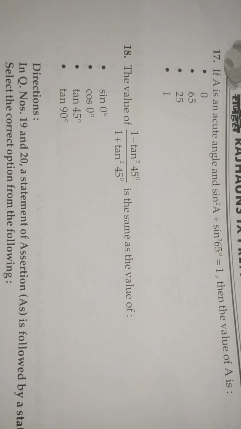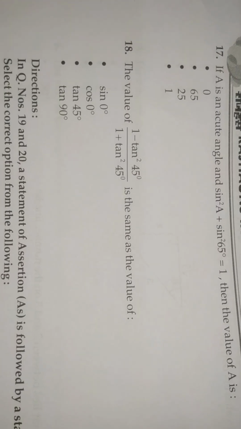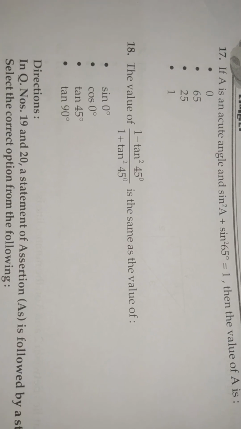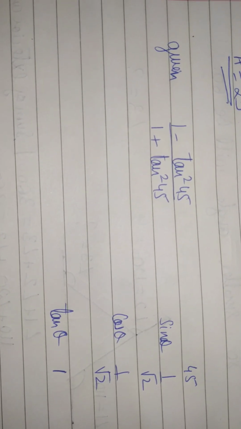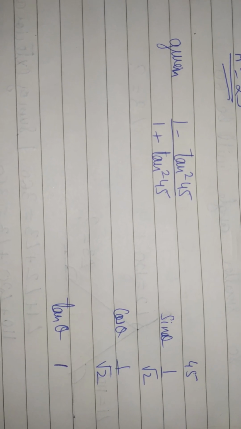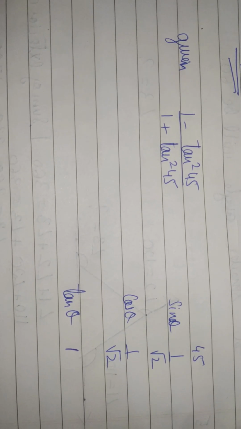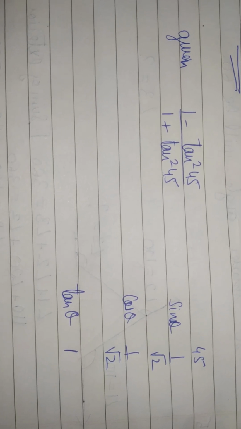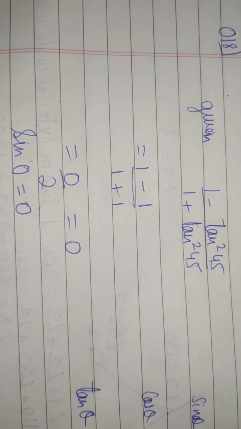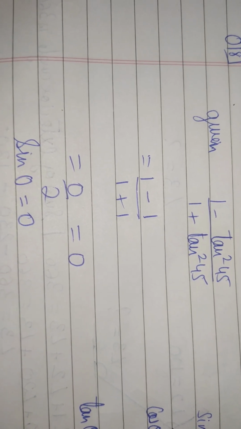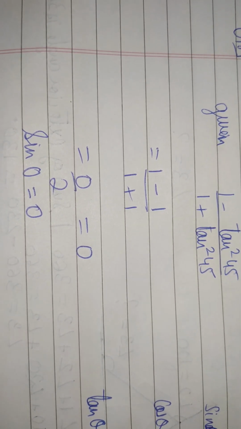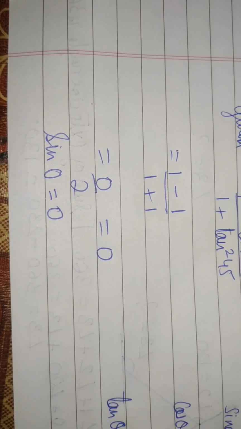The value of 1 minus tan square 45 upon 1 plus tan square 45 is the same as what, we'll check. Okay, given 1 minus tan square 45 upon 1 plus tan square 45, the value of tan 45 is 1. After substituting tan square 45 is equal to 1, in the end we will get the answer as 0. Okay, so sin 0 is 0, so our option is the first one.